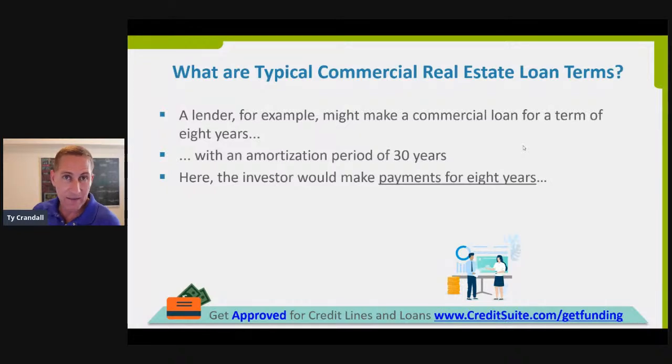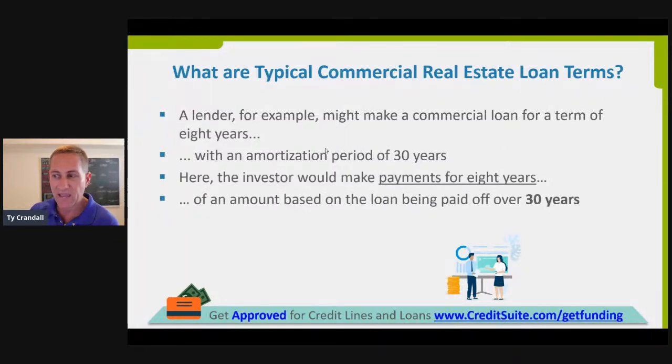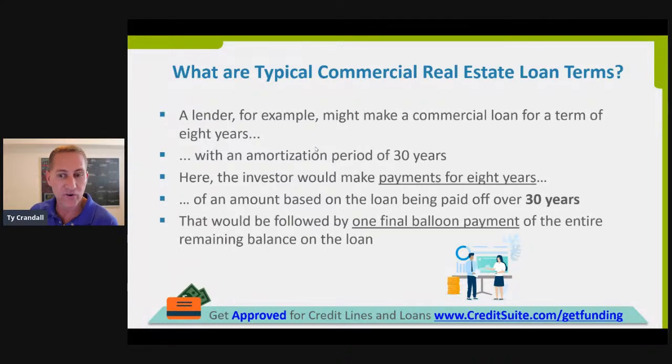So in this example, the investors would make payments for 8 years of an amount based on the loan being paid off in 30 years. That would be followed by one final balloon payment of the entire remaining balance of the loan. So what can happen in these situations is that they give you amortization over 30 years, meaning your payments are basically divided over 30 years, but they're only giving you an 8-year loan term. At the end of 8 years, you owe all that remains. That's a balloon payment, which in that case gives you 8 years, for example, to get a better loan if you want to.